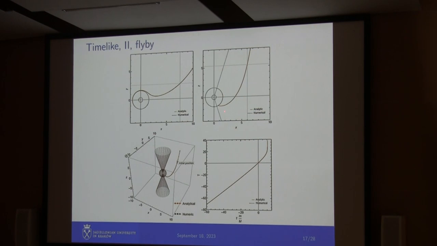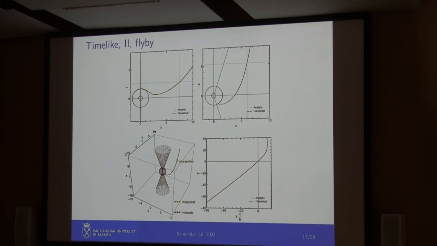And here on this plot, we have an additional thing, which is just these two blue lines, and they say what the maximum value of the theta coordinate is for such a trajectory. And this is also depicted here on the 3D plot. And this plot is how the coordinate time depends on the proper time of such particles. So yeah, this is for flyby trajectories.